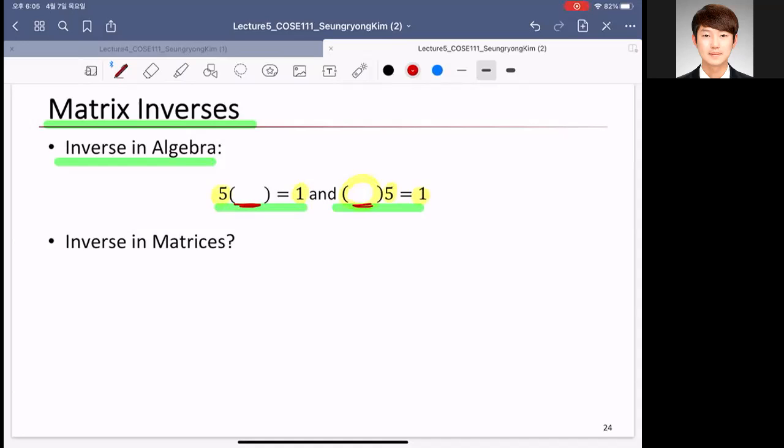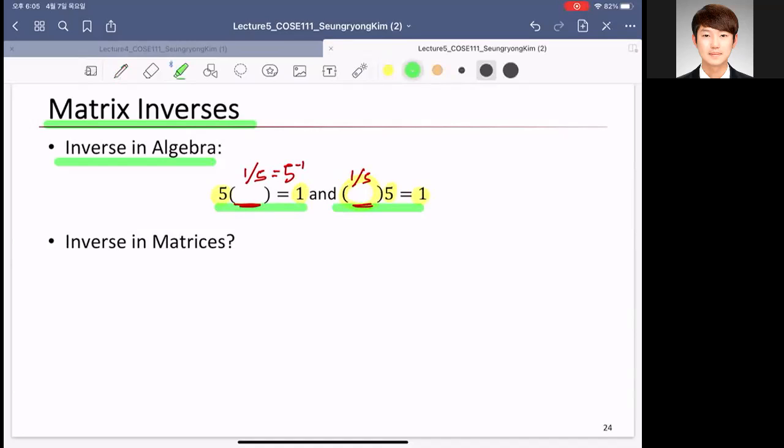Right, exactly. 1/5. Then what is 1 over 5? 5 to the negative 1. Right? 5 to negative 1. This is inverse in algebra.